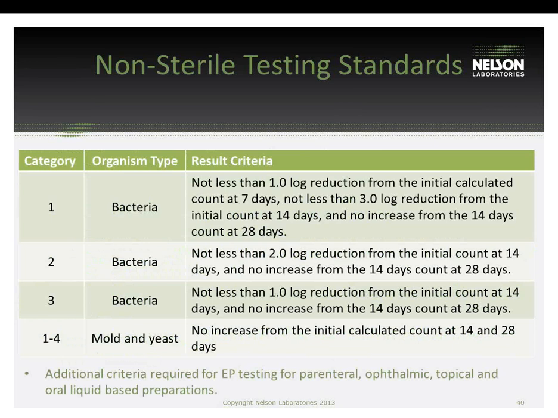So for example, for category 1, the requirements are to have not less than a 1 log reduction from the initial calculated count, so from day 0 at day 7, at least a 3 log reduction at day 14, and no increase of organisms from 14 days to 28 days. And that ensures that preservatives are working. And then different requirements are for lesser risk products.